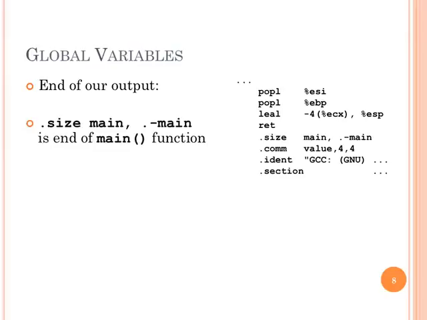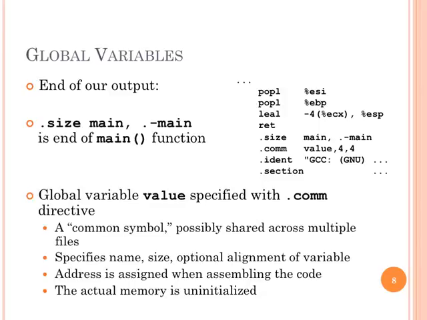Oh yeah, so .size main, .minus main is the end of our main function, so big deal there. And then we have that global variable value. And again, we say, here's a symbol named value. I don't know what address is associated with it yet. I don't care, because the assembler takes care of that. And we're saying it's 4 bytes, and we want to align it on a 4-byte boundary. So that's basically all we have here.